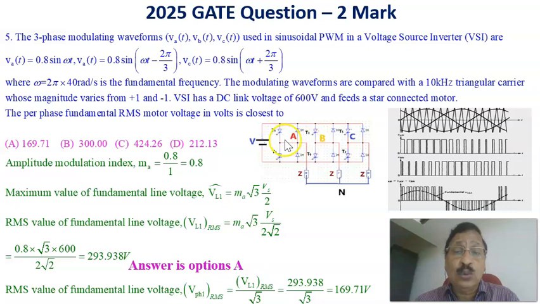That is the voltage between phase A and phase B, or phase B and C, or phase A and C. The fundamental line voltage is calculated as 293.93. The question is what is the RMS value of the fundamental phase voltage, which is actually not the line voltage.